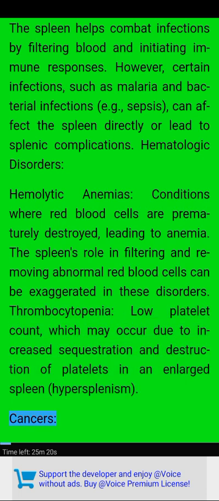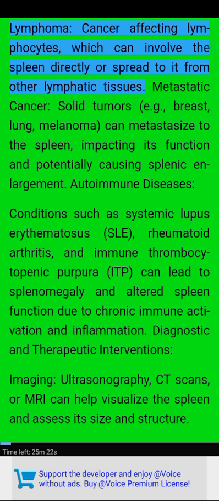Hypersplenism. Cancers. Lymphoma, cancer affecting lymphocytes, which can involve the spleen directly or spread to it from other lymphatic tissues. Metastatic cancer, solid tumors, e.g., breast, lung, melanoma, can metastasize to the spleen, impacting its function and potentially causing splenic enlargement. Autoimmune diseases. Conditions such as systemic lupus erythematosus (SLE), rheumatoid arthritis, and immune thrombocytopenic purpura (ITP) can lead to splenomegaly and altered spleen function due to chronic immune activation and inflammation.